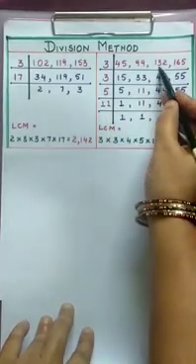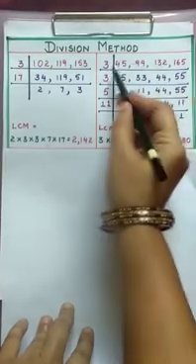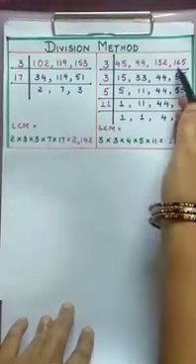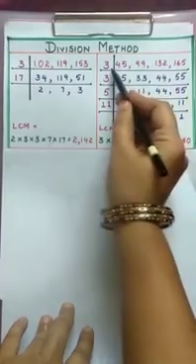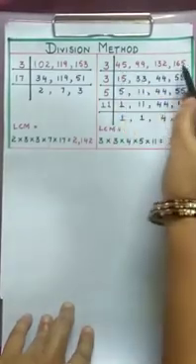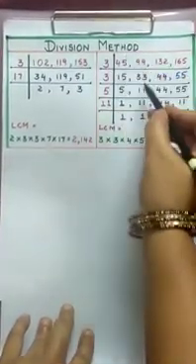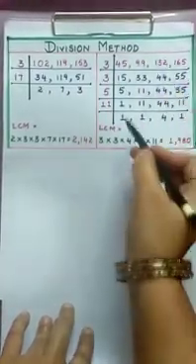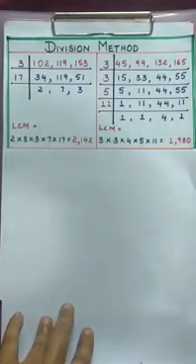1 plus 3 is 4, 4 plus 2 is 6. 6 is divisible by 3, so this number is divisible by 3. And here 1 plus 6 is 7, 7 plus 5 is 12. 12 is divisible by 3, so this number is divisible by 3. It means all these numbers are divisible by 3. So 3 15's are 45, 3 33's are 99, 3 44's are 132, 3 55's are 165.